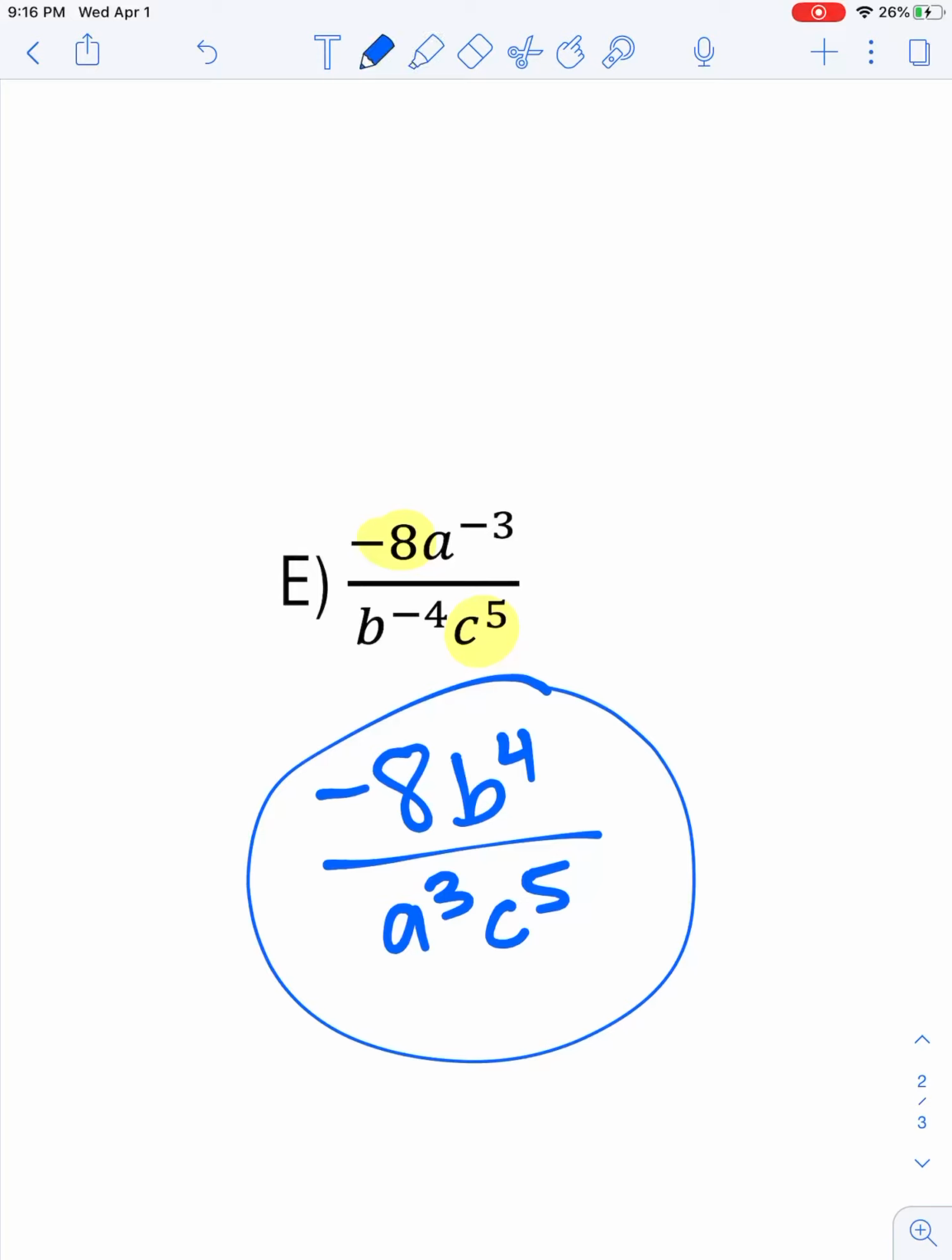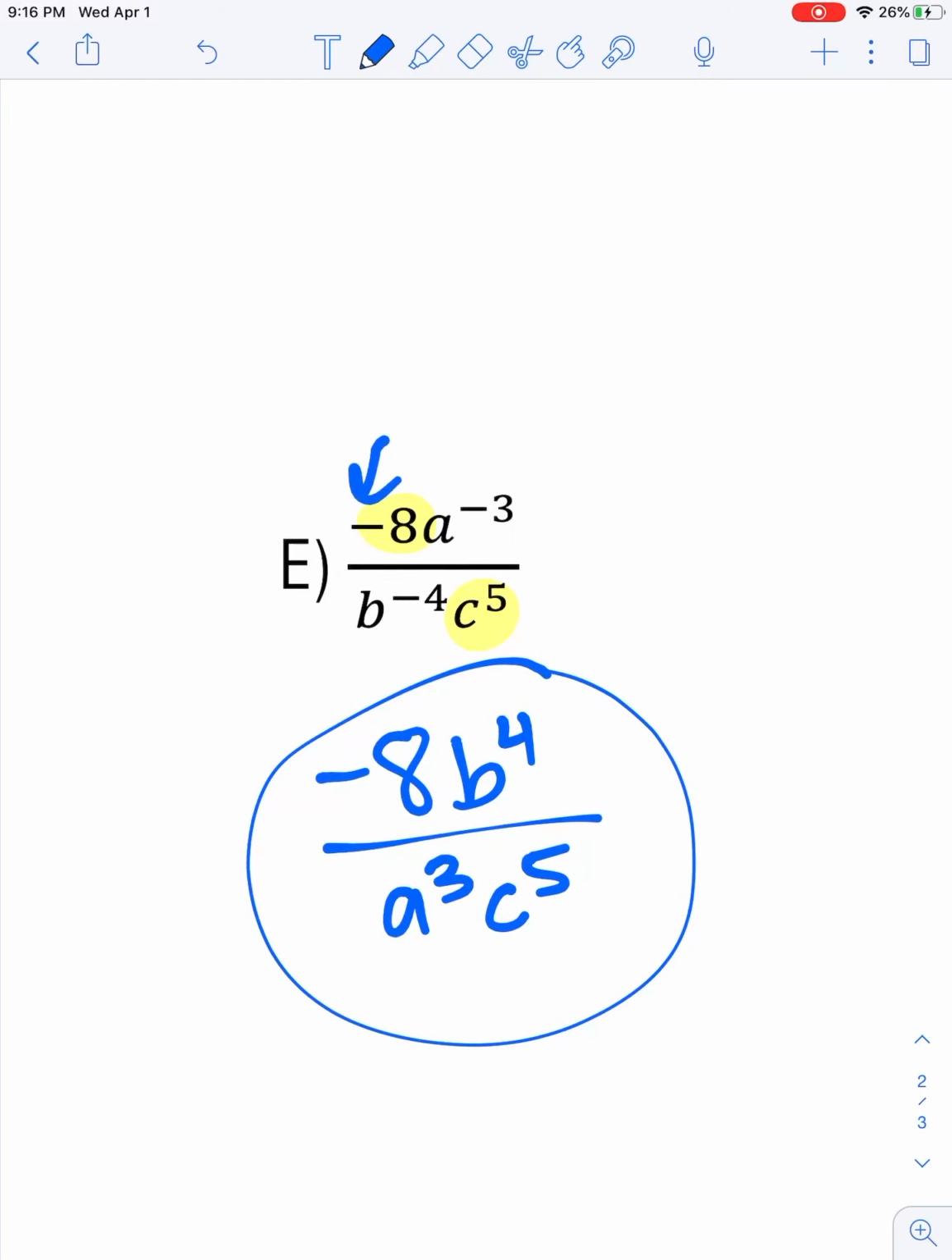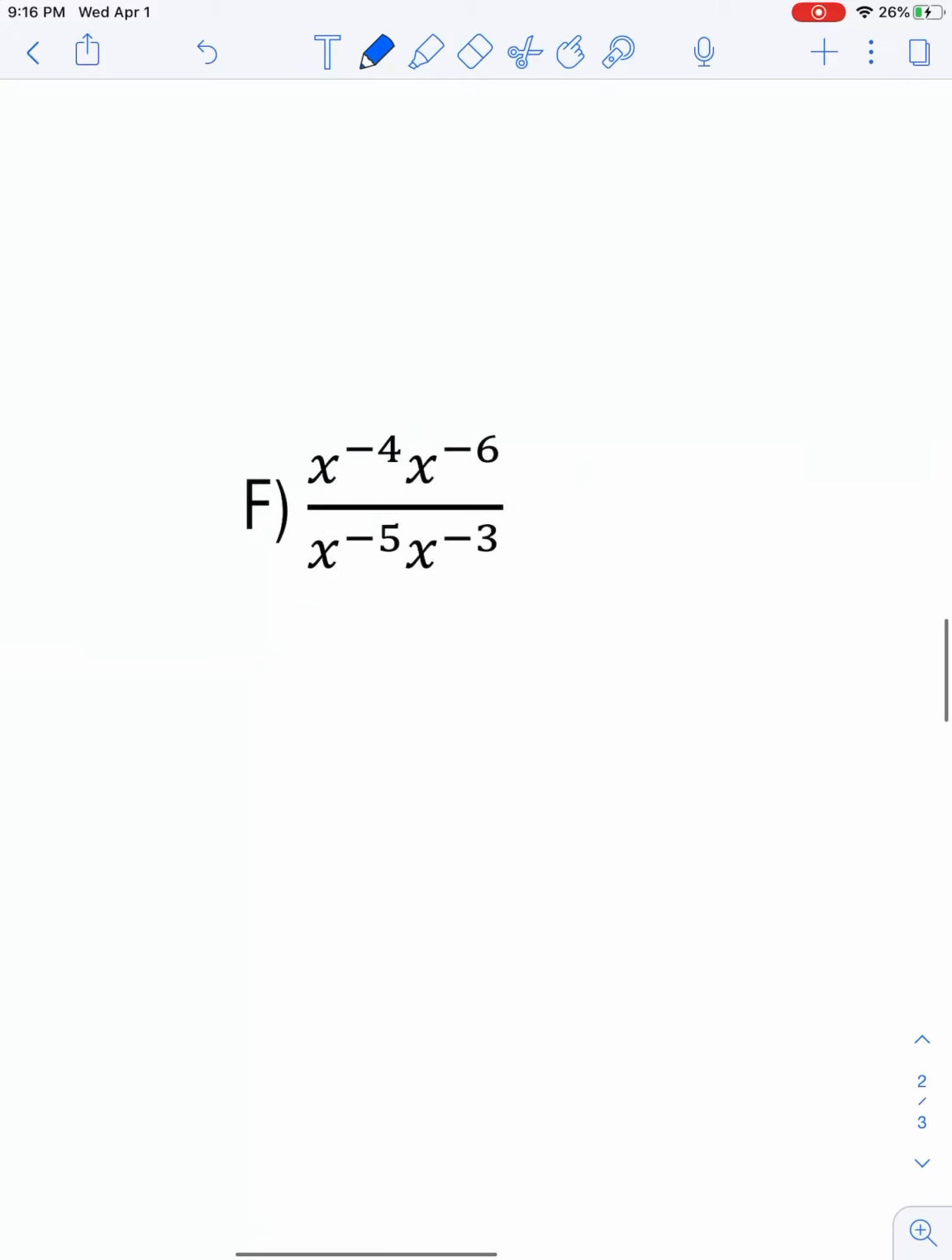You might wonder why the 8 didn't move, because there is a negative there, but it's not an exponent. It's just a negative 8. So negative 8 just stays where it is. It's when the exponent is negative that it moves to the other side of the fraction.